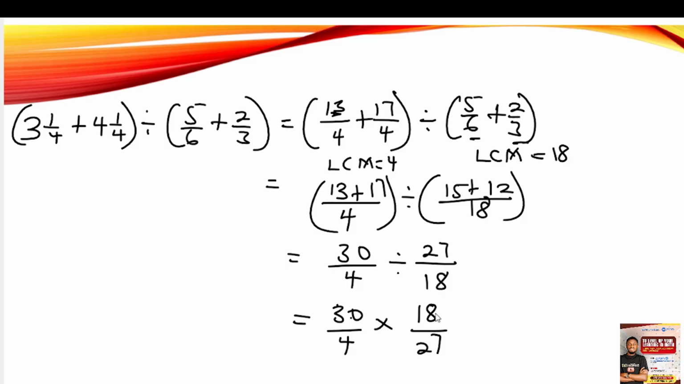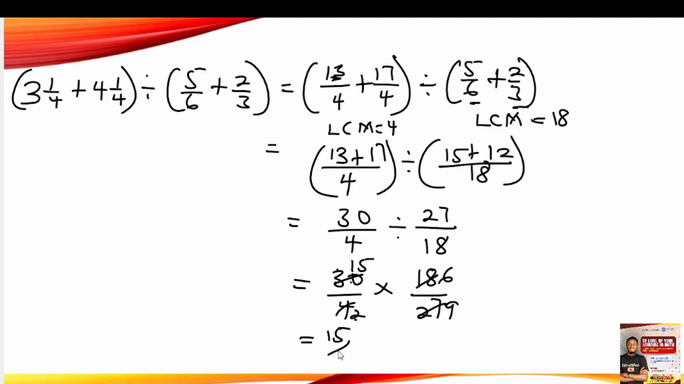So now let's take 3. 3 goes into 18 6 times. 3 goes into 27 9 times. Now let's take 2. 2 goes into 30 15 times. 2 goes into 4 2 times. So we have 15 on 2 times 6 on 9.